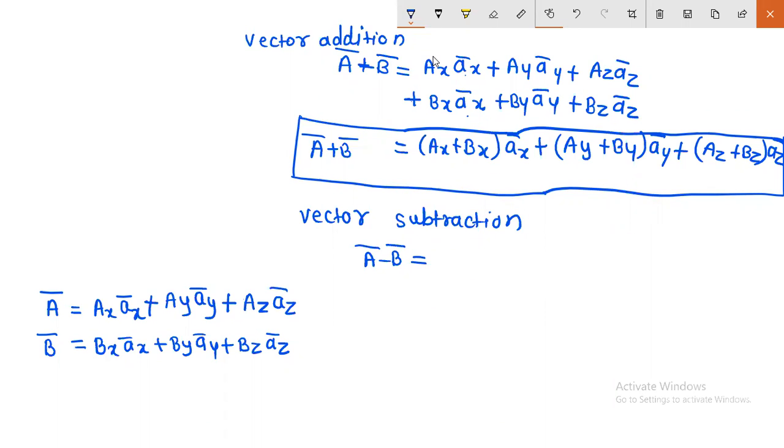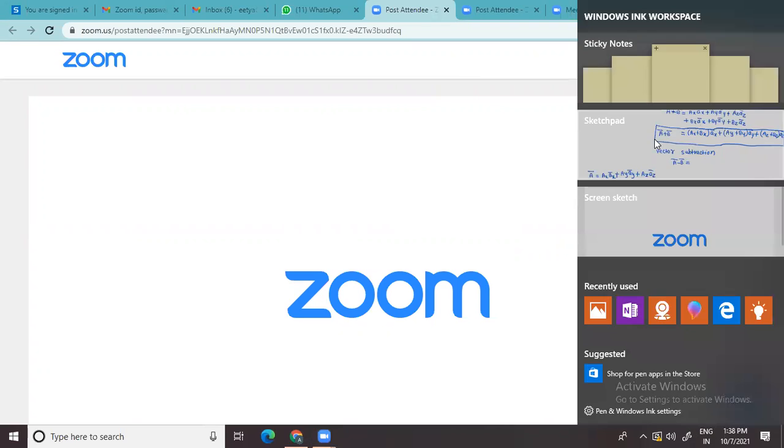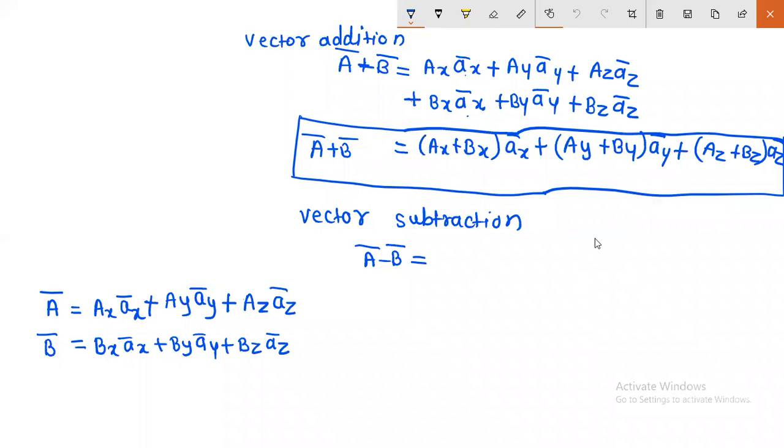And anyone take the screenshot of attendance and send me. Yes. Hello, what is the equation for A bar minus B bar? Hello, anyone? What is A bar minus B bar?